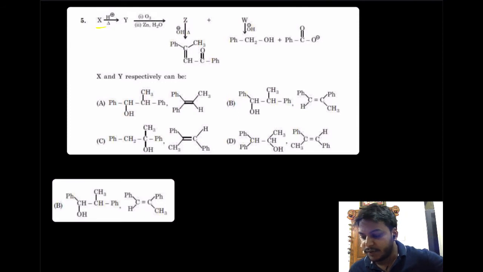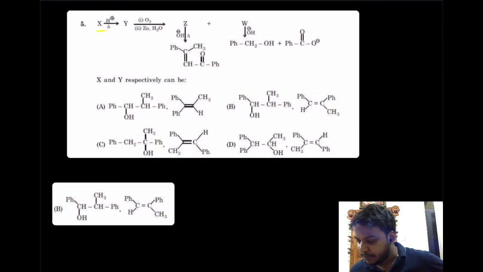Okay, where you can have X and Y. So this is more or less like a hit and trial method. So the ones which are more familiar, I'll directly do that. Okay, let's see about the B part of it.